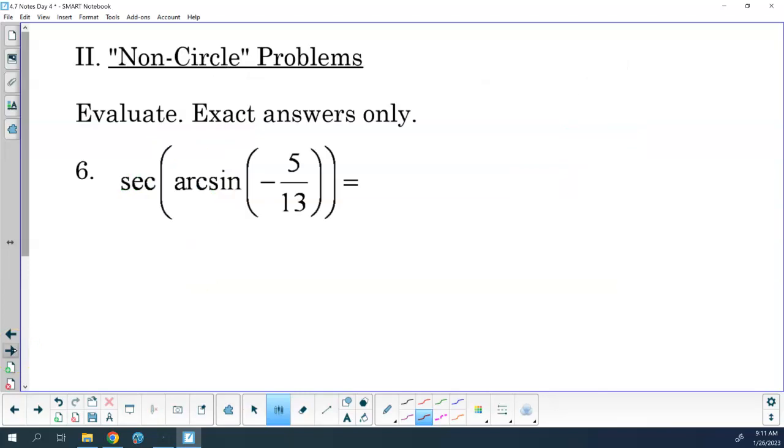Let's jump off the circle a little bit. We did a little bit of this yesterday, where we were off of the unit circle. Okay. So arc sine, that's negative. Which quadrant am I in with arc sine being negative? Quadrant 4, right? Okay. So let's draw a quadrant 4 triangle.